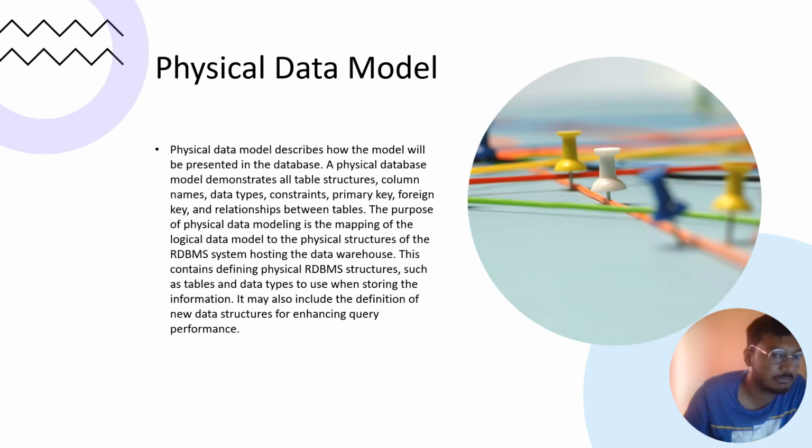Third, we have the physical data model. The physical data model describes how the model will be presented in the database. A physical database model demonstrates all table structures, column names, data types, constraints, primary key, foreign key, and relationships between tables.